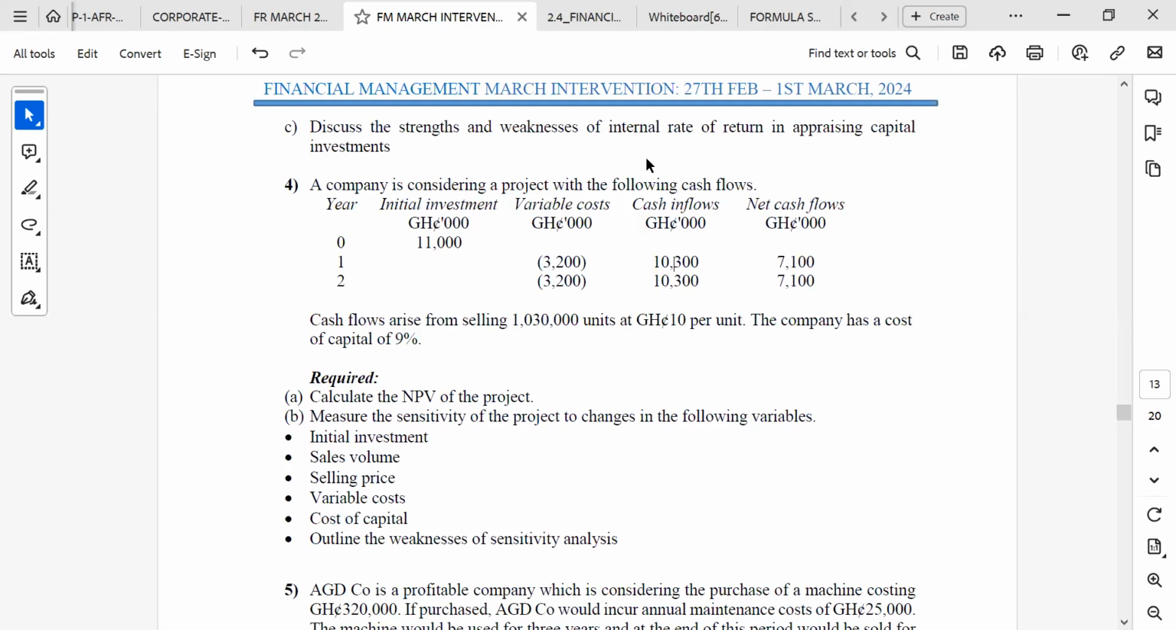Yes, I was saying that when I looked at the question initially, for the sensitivity for the sales volume, I was thinking that we will use the units given multiplied by the selling price, I mean, the revenue. The revenue is the selling price. Yes, please. As in the 10, that will give you 10,300.